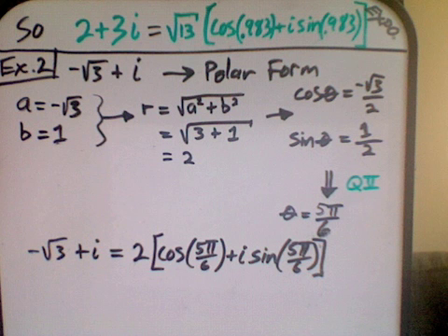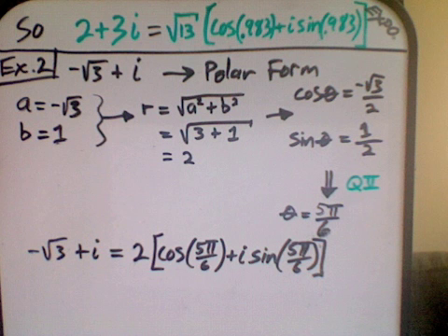Here's another example. Example 2 from your text in section 10.1. Let's change negative root 3 plus i into polar form. Well, let's identify a and b. a is negative root 3, b is 1 because it's 1i. a and b are never going to contain the i themselves. The i is not part of b.